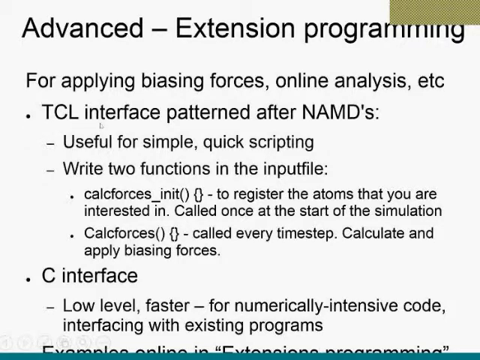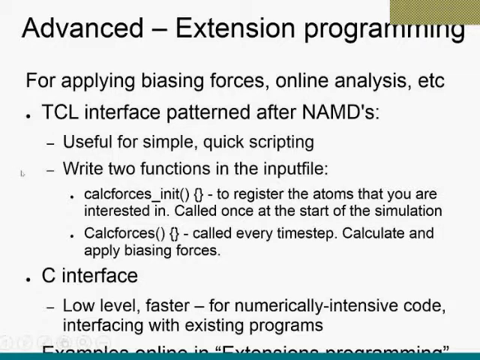In practice, to give a high-level view, you write two functions. The first is calcforces_init, which is called by ACEMD at the beginning of the simulation, and in that function you specify the atoms or the groups of atoms that you are interested in modifying during the simulation. The second function, calcforces, is called every iteration of the simulation, and this is your opportunity to take the positions or the velocities of those particles that you expressed an interest in, and to calculate and apply the biasing force. There are plenty of examples of this in our programming guide.